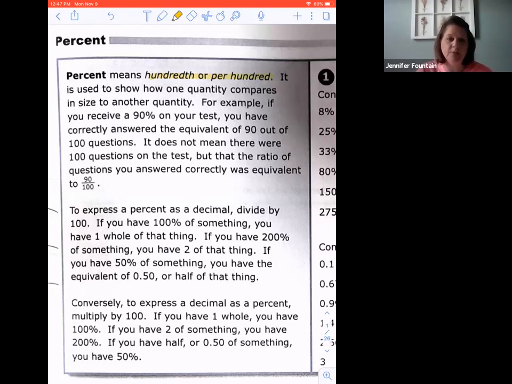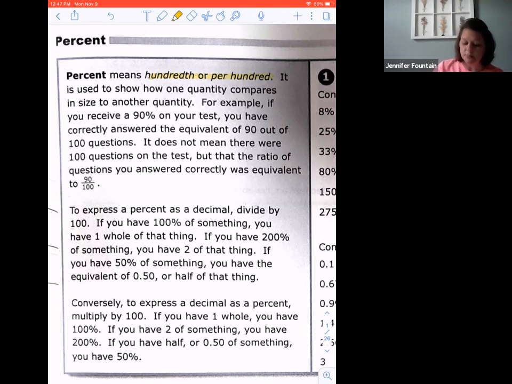So remember, just recently we talked about ratios, how a ratio compares one thing to another. A lot of times it's expressed as a fraction. So we have that numerator and denominator. So that's what it's talking about here, that if we looked at an equivalent fraction for numbers that you got correct on a test, then that's what it would look like.